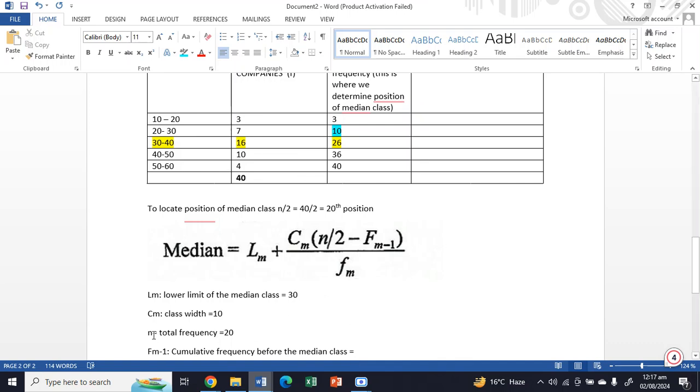Actually, let me put it like this. N, because N represents 40. Okay, N represents 40, yes. So I have to put it like this, because that one was wrong. When I said N equals 20, no. N is 40. Yes, thank you for that. It would have caused a lot of confusion.